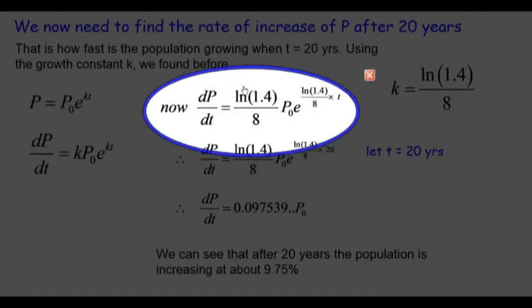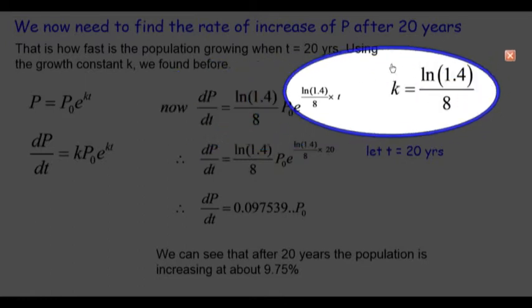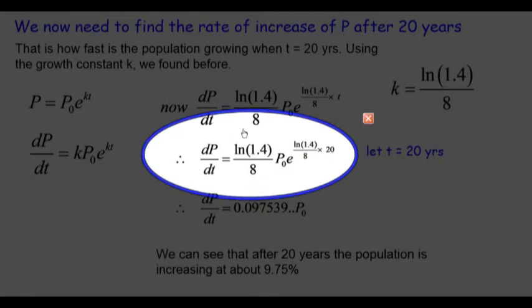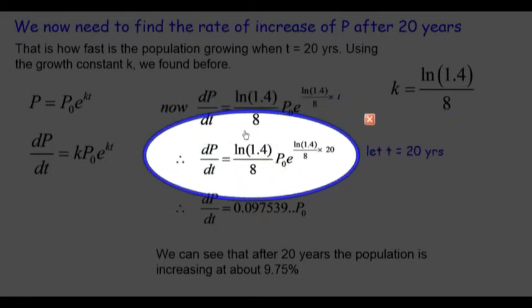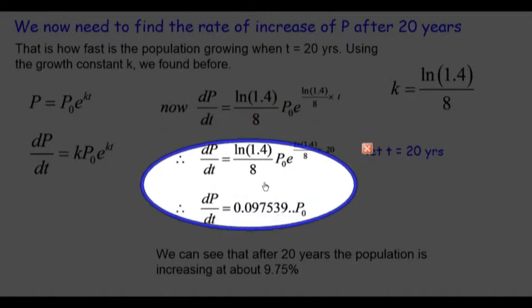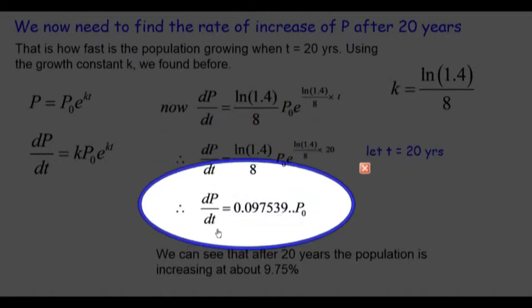So we substitute all this in, and we're using the k, ln 1.4 over 8, as I was saying. We just plug all this in, and we put in t as 20 years. Let's try and get the rate here. So the rate turns out to be, you can see here, 0.09737539, times P0. I just left that P0 on the end here. So the population is increasing, you can see here, nearly 10% after 20 years.